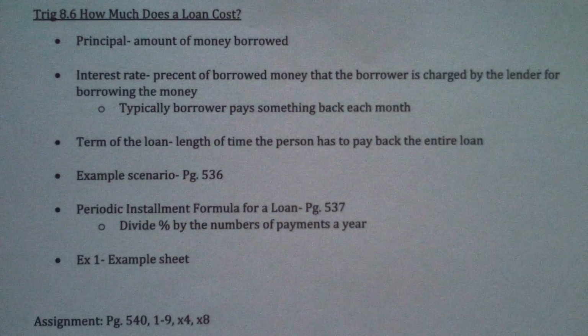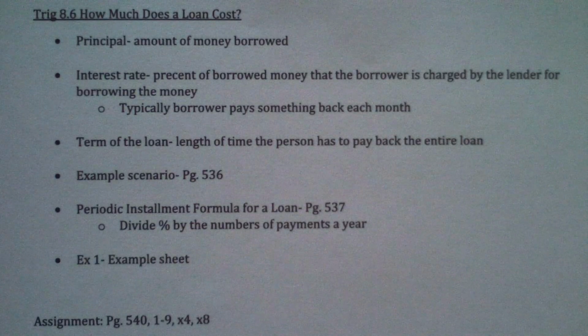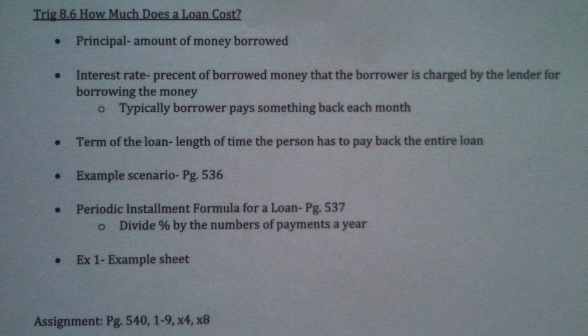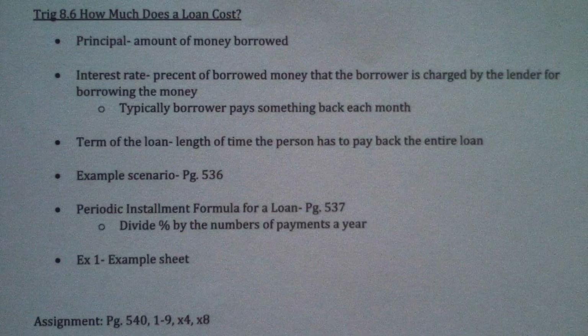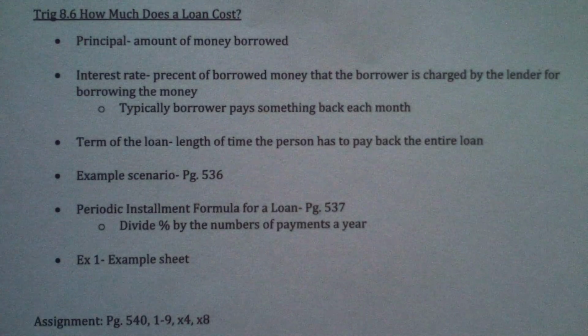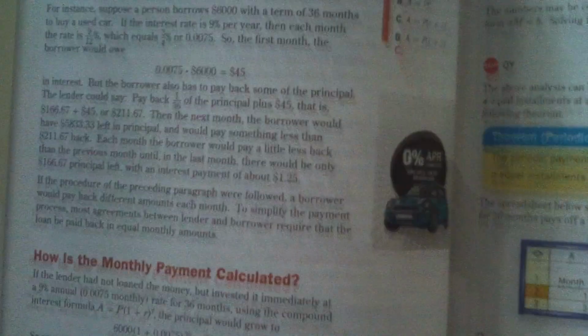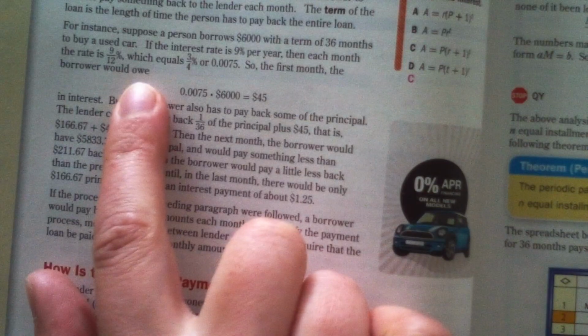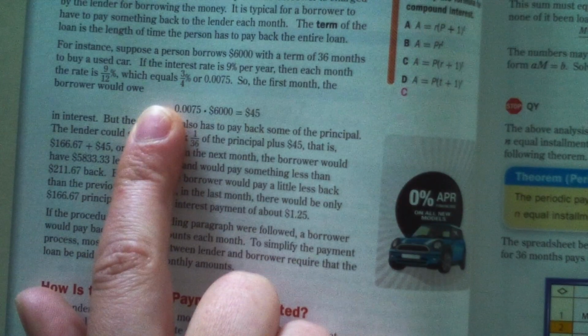I think it's mostly monthly when we do it, but they do have an example in the book on page 536. They talk through in this paragraph here about breaking that percent up. They have a situation where a person is supposed to borrow $6,000 with a term of 36 months, so basically 3 years, to buy a used car.